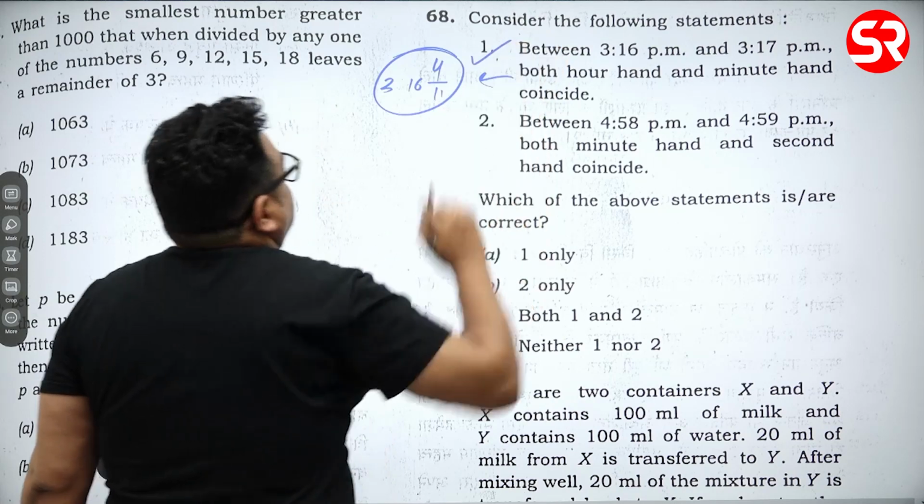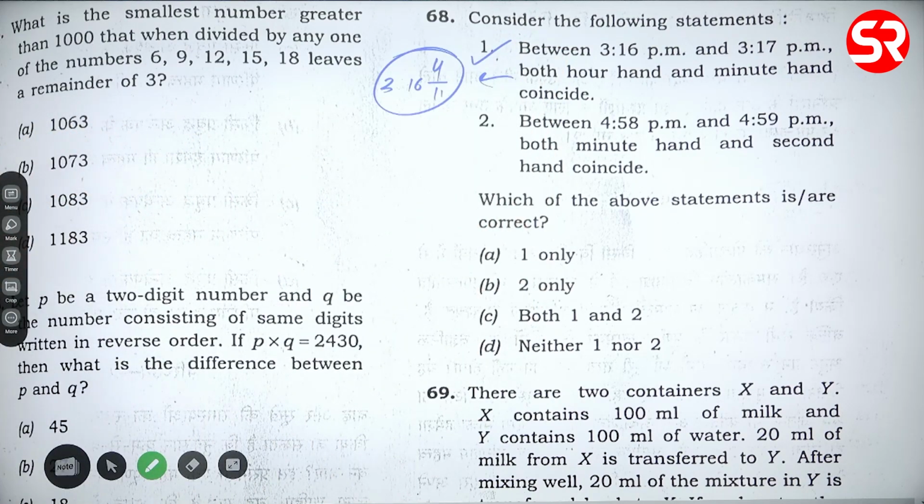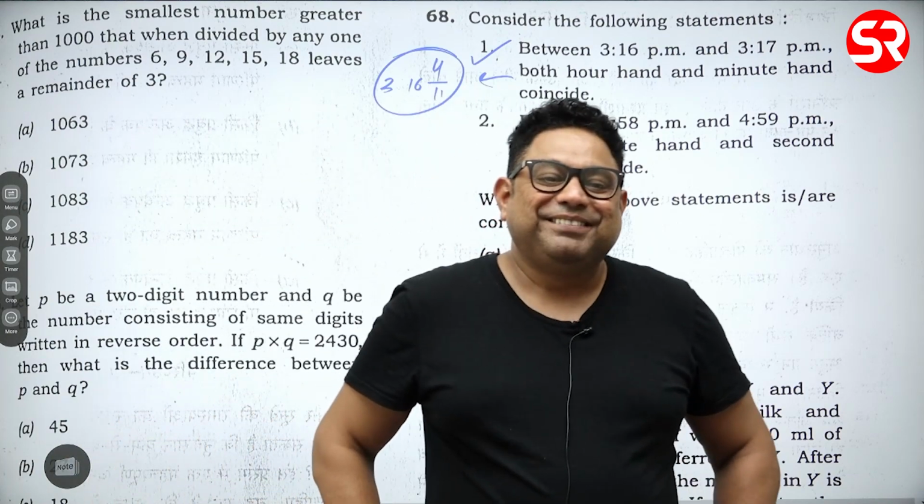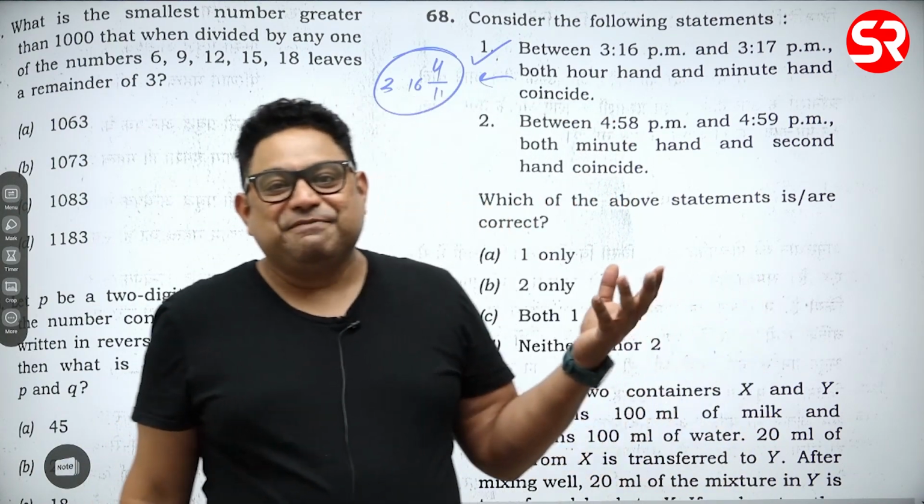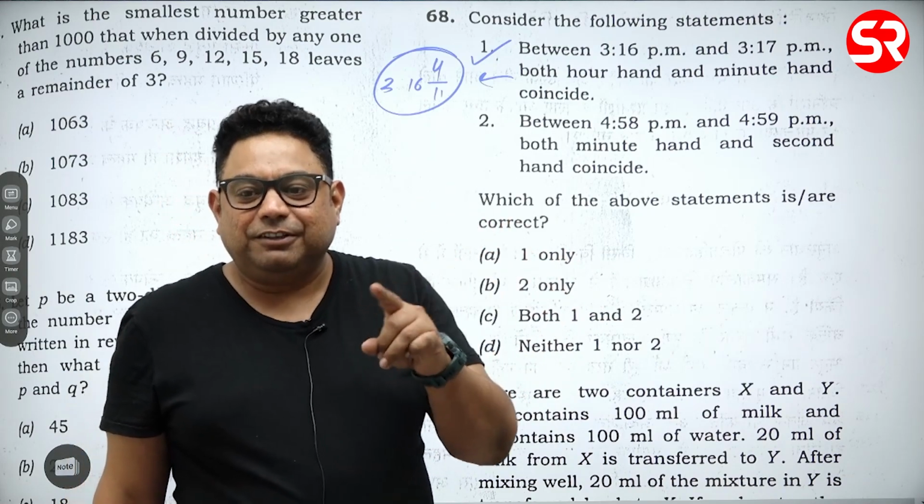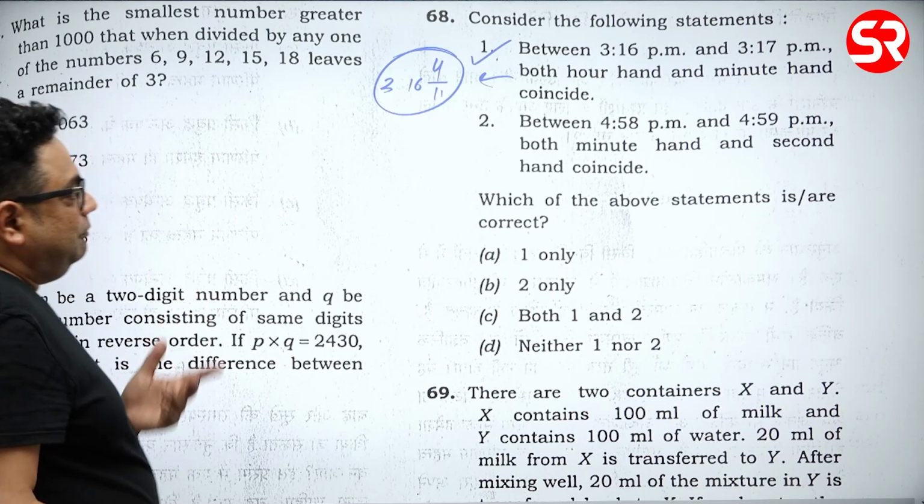First is right. But then they gave you a bombshell. We call it a bombshell because we have not ever done minute hand and second hand. We haven't, right? But then, they have given you a good question. He says 4:58.